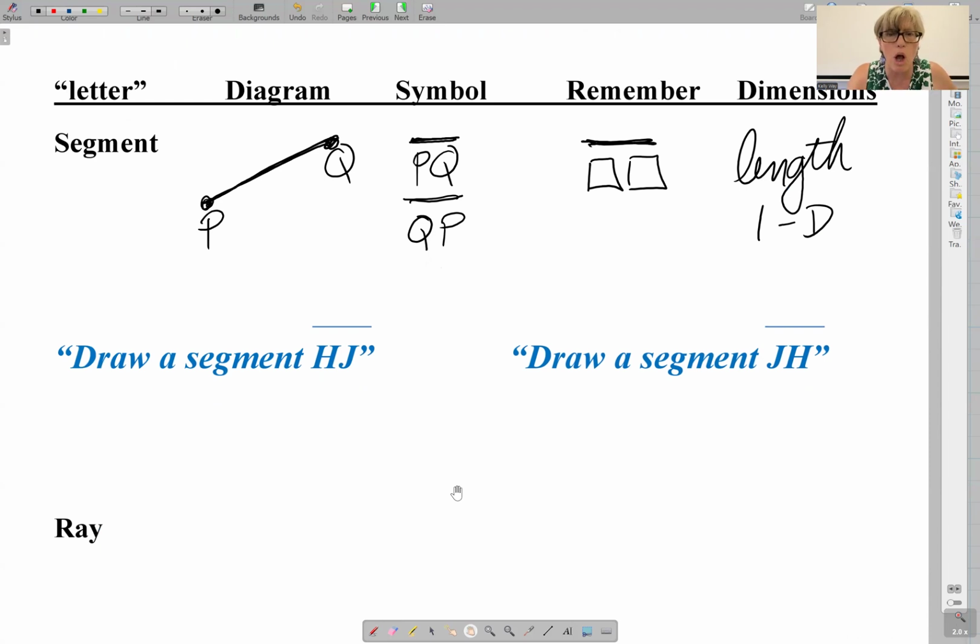Ready? I'd like you to draw a segment HJ, and draw a segment JH. Ready? 10 seconds, go.